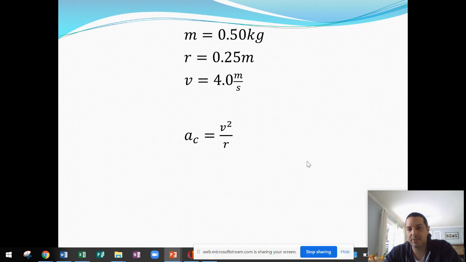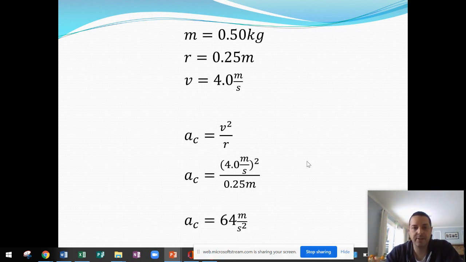Centripetal acceleration is equal to velocity squared divided by radius. We know our velocity, we know our radius. It's 4.0 meters per second squared divided by 2.5 meters. And that gives us a centripetal acceleration of 6.4 meters per second squared.